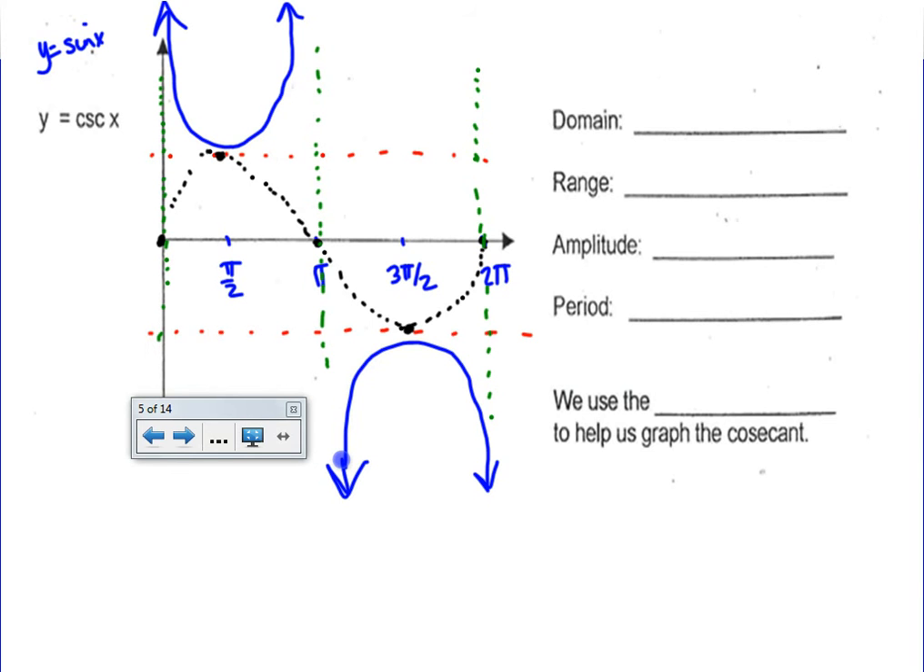I see some of you grabbing for your calculator. That's good. How would you type this in your calculator, though? 1 divided by sine. Go ahead and try typing it in. 1 divided by sine of x, and see what it looks like. You might have to zoom trig one more time, but it might be okay.